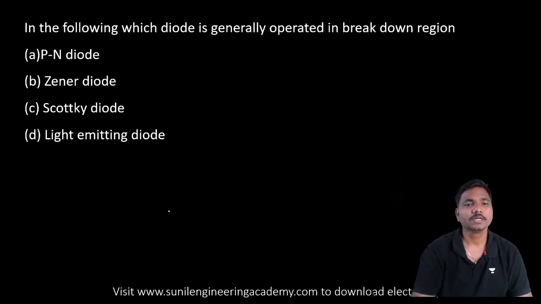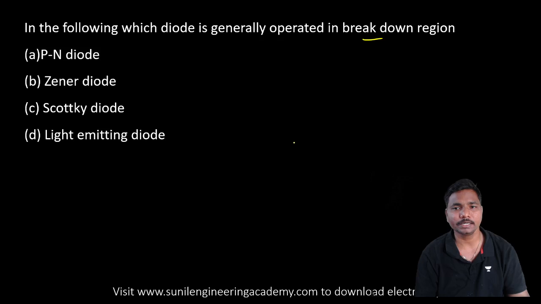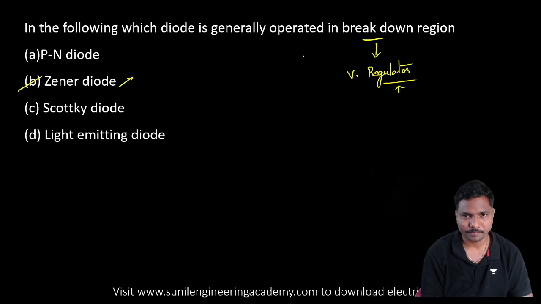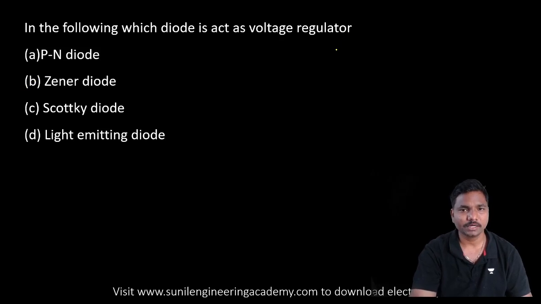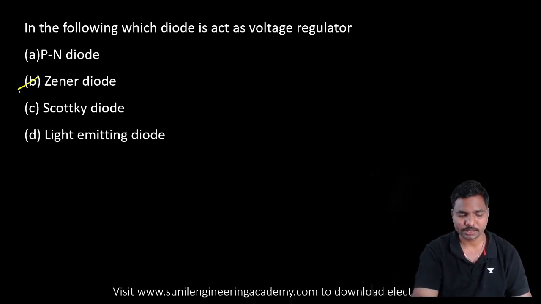Coming to the next question, guys. In the following, which diode is generally operated in the breakdown region? That is the Zener diode. Why? Because in the breakdown region, it can act as a voltage regulator. So that's why it is generally operated in the reverse bias breakdown region. Coming to the next one, which acts as a voltage regulator? Just now we have discussed, that is the Zener diode. All these questions belong to special diodes. These are also very important, guys.